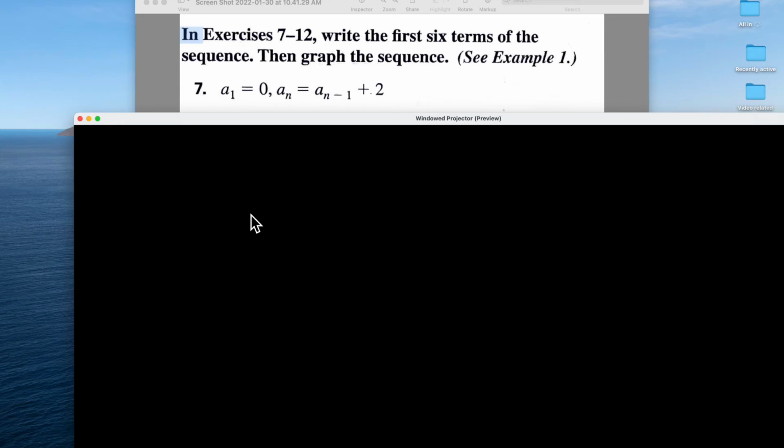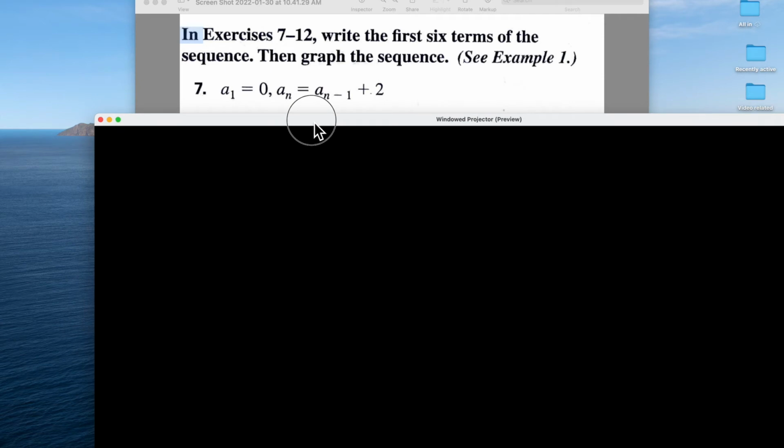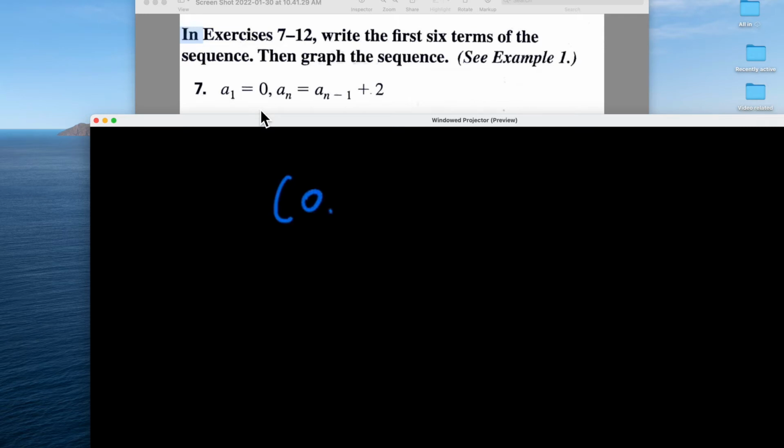Okay, let's use some of the terminology we've reviewed to do some homework problems. So here in exercises 7 through 12, we are asked to write the first 6 terms of the sequence, then graph the sequence. So we're given this information here. A sub 1 equals 0. The value at position 1 equals 0. So let's go ahead and write some members of the sequence.